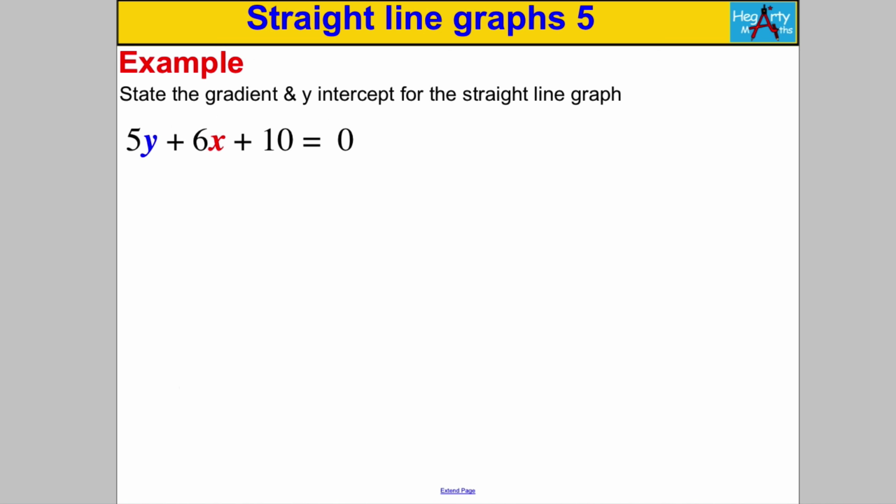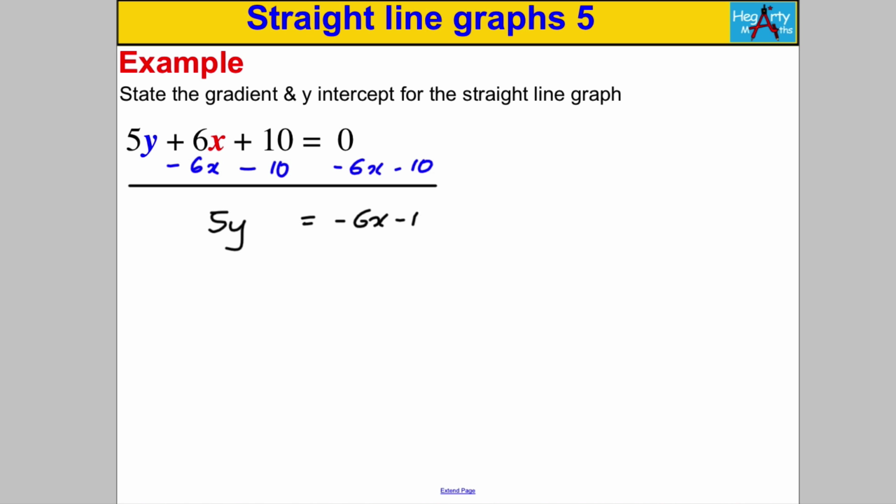Okay, let's do another one, even slightly more complicated. Now why is this more complicated? Well, I've got to remove that add 6x and remove that add 10, so I've got to do two things. So let's subtract 6x from both sides, let's subtract 10 from both sides in order to remove both of those. That leaves me on the left hand side just with 5y is going to equal negative 6x subtract 10.